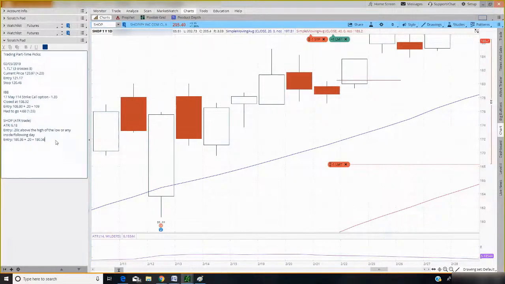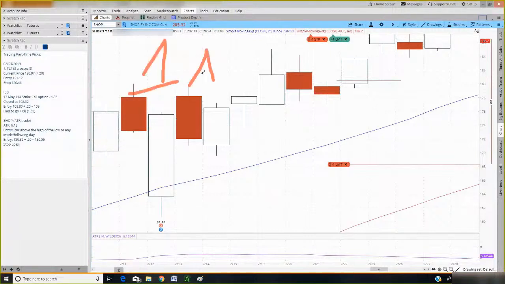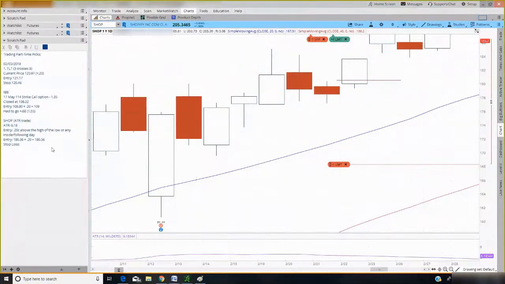So what is our stop loss? Again, I'm just introducing you. Stop loss is 1 ATR. The ATR is $6.18. So if I'm getting in at 180.56 minus $6.18, my stop loss is 174.38. That's my stop loss.